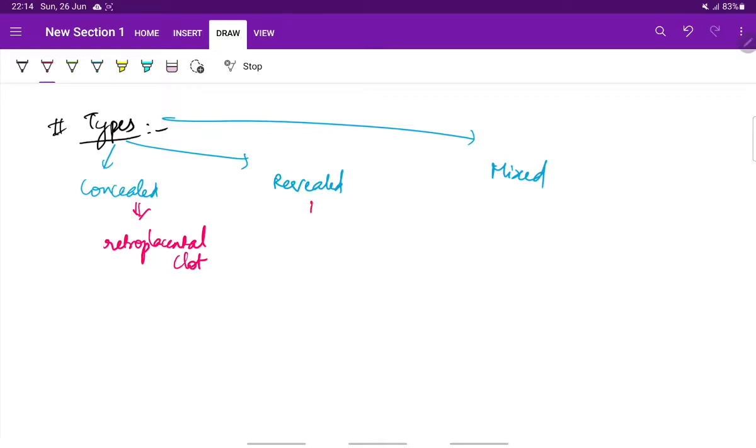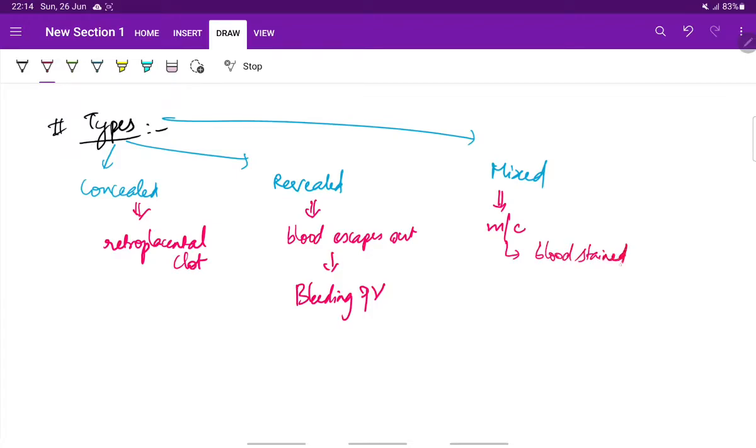Next is revealed. In this condition, the blood escapes out through the vagina and it presents as bleeding per vagina. Next, mixed type, which is the most common type, where there can be blood-stained liquor. And also there can be concealed bleeding. These are the three types of Abruptio placentae: concealed, revealed and mixed types.